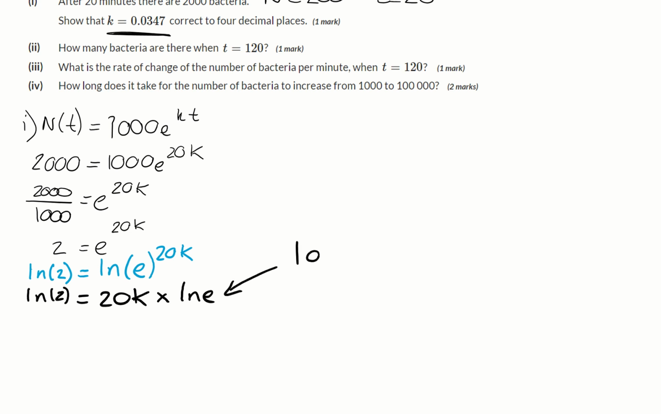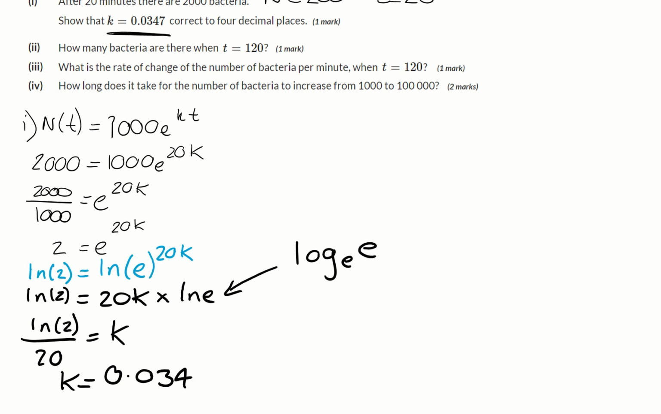And why do I know that? Because that's really log e of e, which is just a log law that tells us that that is equal to 1. So rearranging, I'm just going to have, which gives us our value to 4 decimal places. So once again, an exponential growth and decay question is going to give you every letter except one, and you're just going to rearrange for that.